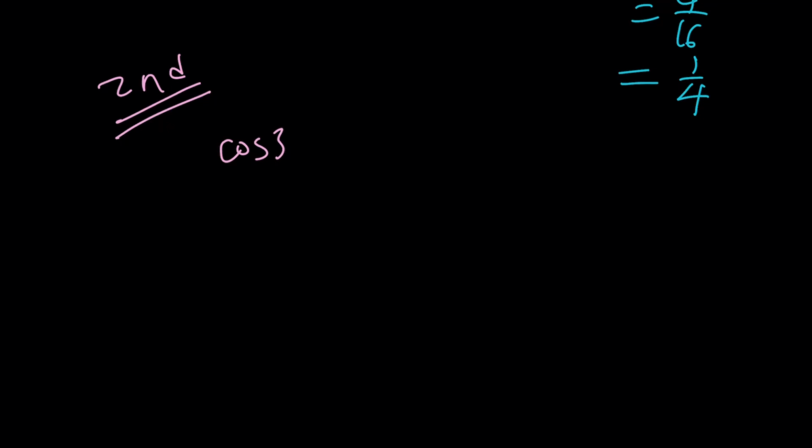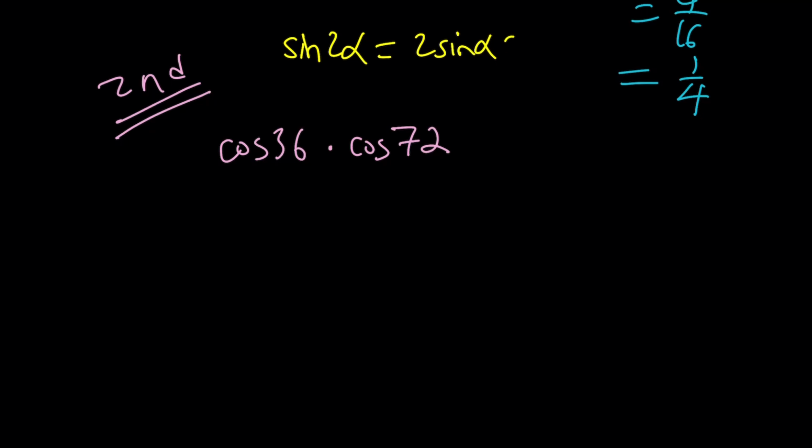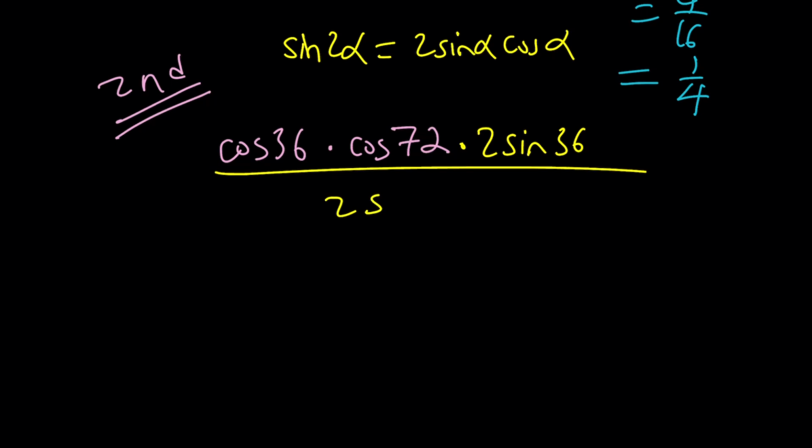Cosine 36 times cosine 72. Again, those are in degrees. Here's what we're going to do. We're going to do a little bit of magic touch. Consider the double angle for sine. We talked about cosine, but the double angle for sine is sine 2 alpha equals 2 sine alpha cosine alpha. We don't have a sine, so we're going to multiply by sine. Let's multiply by 2 sine 36 and divide by that. So our expression is the same.